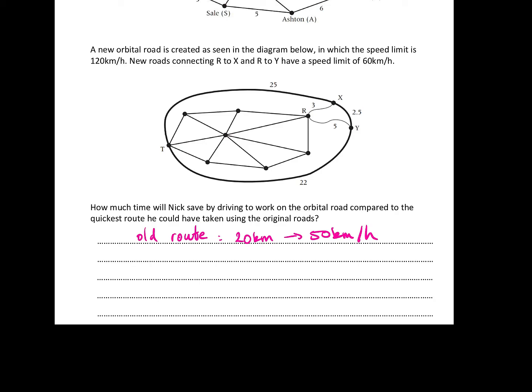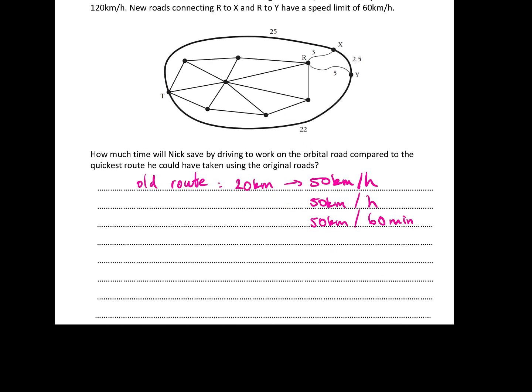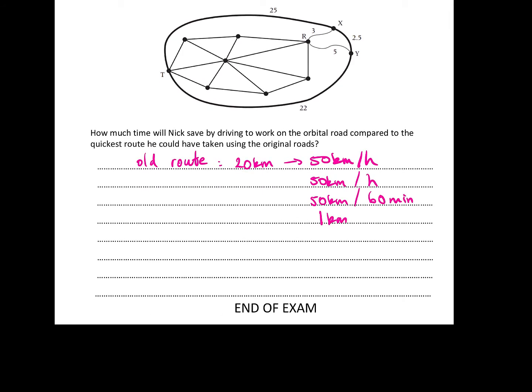And so to determine how long that actually takes him, we can do the unitary method. Alright, so if I travel 50 kilometres per hour, let's find out 1 kilometre over how many minutes. So this is 50 kilometres over 60 minutes. Divide it by 50 and you get 1 kilometre every 1.2 minutes. So to get that for 20 kilometres, I'm going to times that by 20. So 20 kilometres is complete over 24 minutes. So his original route takes him 24 minutes.